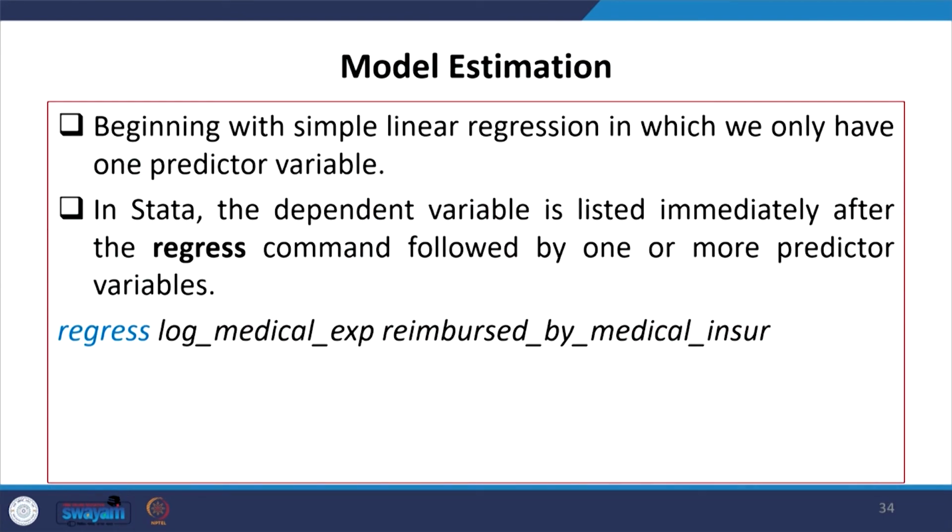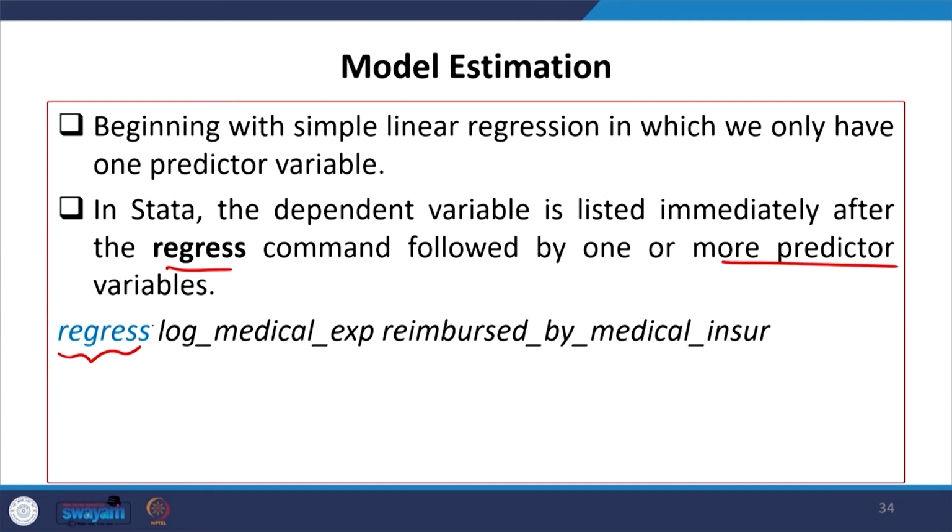Next one is about model estimation. Beginning with simple linear regression, in which we only have one predicted variable. In Stata, the dependent variable is listed immediately after the regress command. Regress is the command we give. So, the dependent variable will quickly follow the regress command, then one or more predictor variables to be specified.